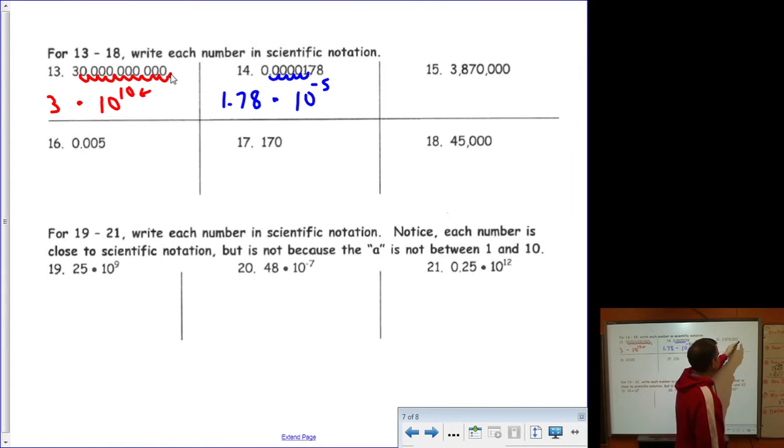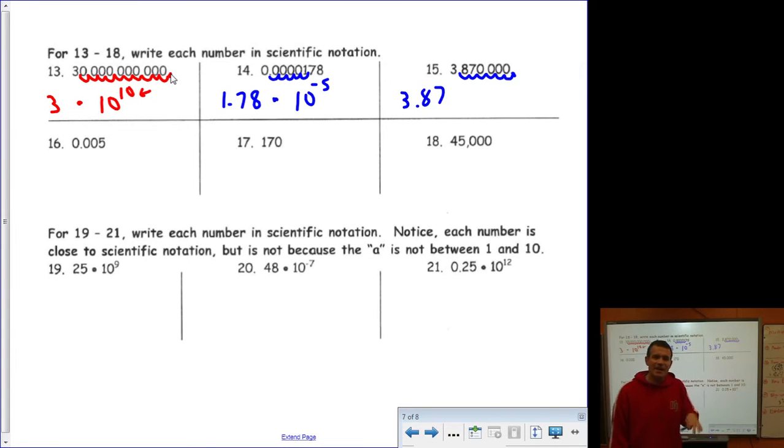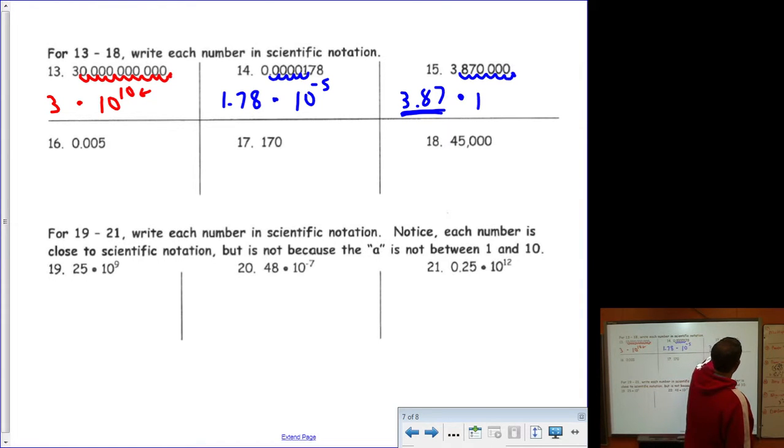Number 15, the decimal is right here and it moves 1, 2, 3, 4, 5, 6 spots. I'm going to include all of the non-zero numbers here. And then that's going to be times 10 to the, 6 spots, right?